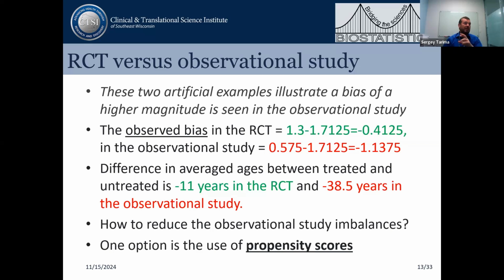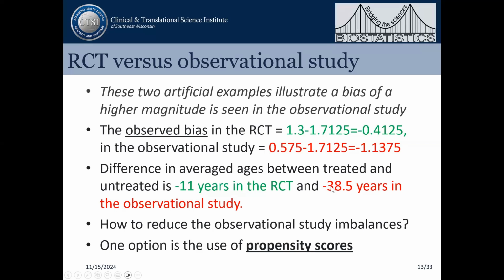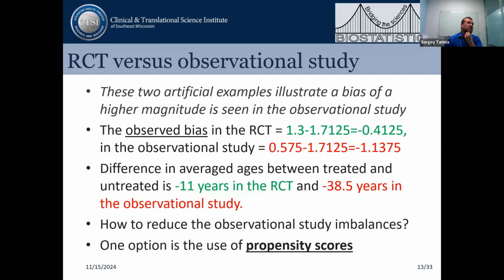And then we compare the difference between sample means, the average age between treated and untreated. It will be 11 years in the RCT example, and in the observational study example, it will be almost 40 years. How can we reduce these imbalances? This is where propensity scores are helpful.